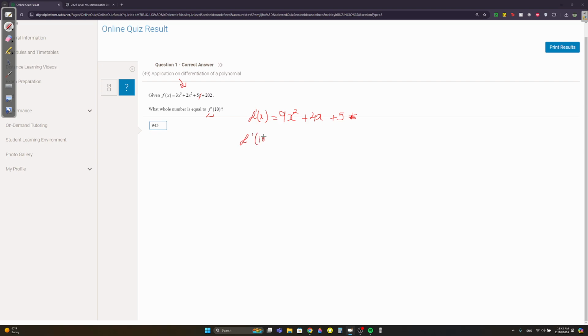Now we want f prime of 10, so we just substitute: 9 times 10 squared plus 4 times 10 plus 5, so it should be 900 plus 40 plus 5, 945.